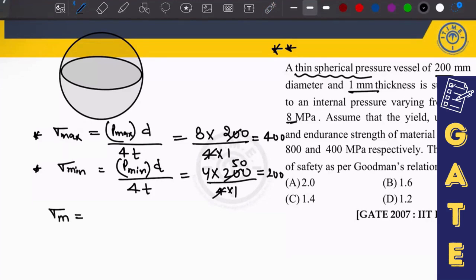So now mean stress will be 400 plus 200 divided by 2, which is 300. Variable stress is 400 minus 200, is 200, divided by 2 is 100. So once you know this value, can you please tell me what is the factor of safety? Mean and variable you know. So they have given you the yield and ultimate as well as endurance. So according to Goodman, what value you will use? You will use yield or ultimate?